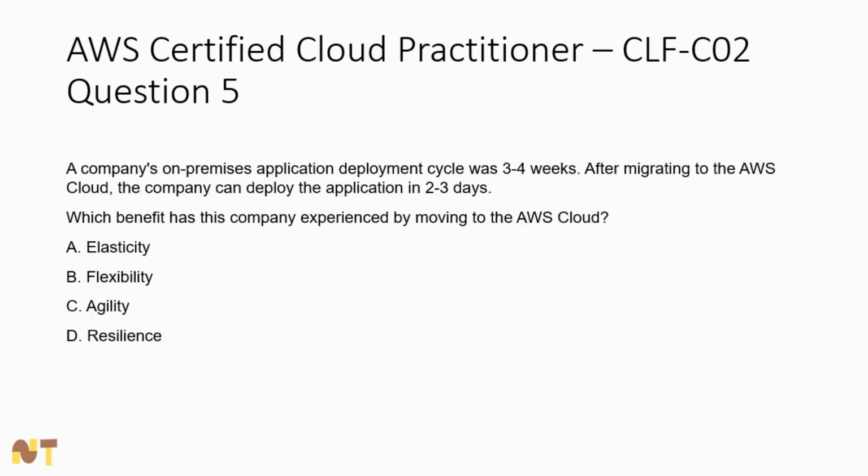Let's move ahead to the next question. A company's on premise application deployment cycle was 3 to 4 weeks. After migrating to AWS Cloud, the company can deploy the application in 2 to 3 days. Which benefit has this company experienced by moving to the AWS Cloud?